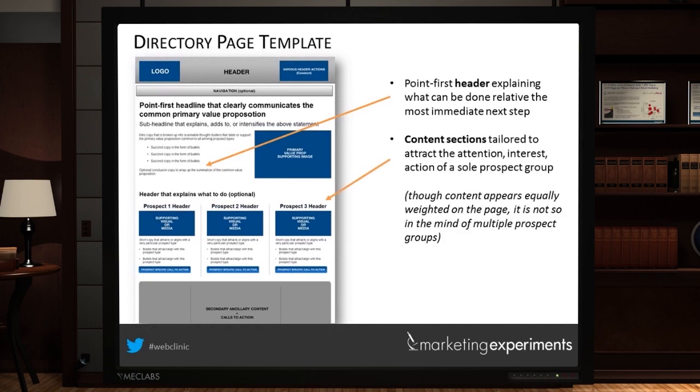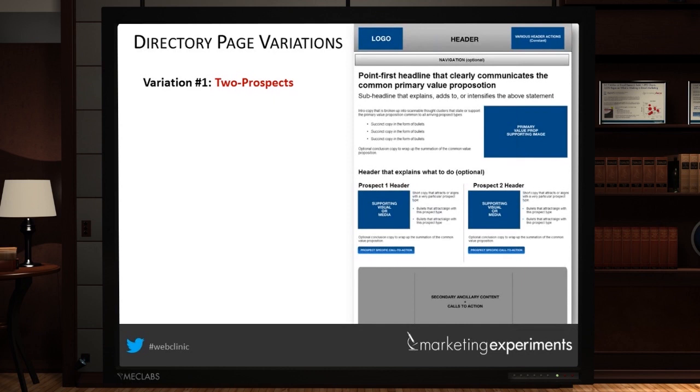And this is the most important part. I need you to really understand this. The content appears to be equally weighted, but it has to be written to attract a very specific type of prospect. That's the key to this. You want them to only see one in their mind because the rest are just not relevant. That's the key. But John, what if I have two? What if I have two prospects? Okay, well then do two.